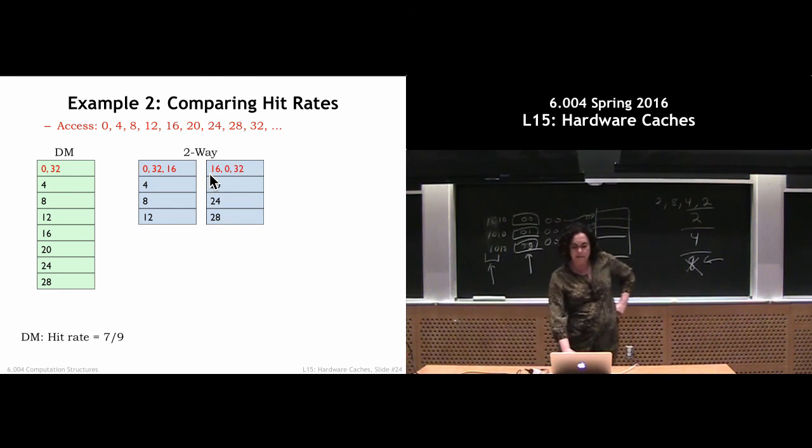And so what ends up happening is that for your accesses of 0, 16, and 32, you always are going to get a miss in this particular configuration. And so here, our hit rate is 6 out of 9.